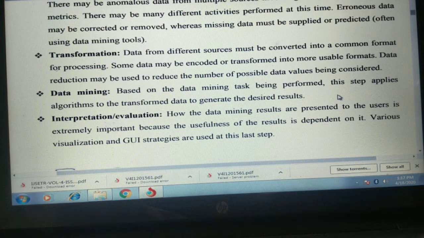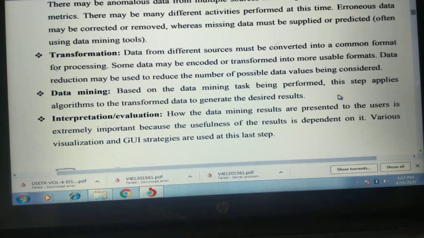The third one is transformation. As we know, data is received from different sources and in different formats. We have to convert these different formats into some common format for the next step. Sometimes some data may be encoded or transformed into more usable formats. Data reduction may be used to reduce the number of possible data values being considered. So transformation of data into some common format is important in this process.